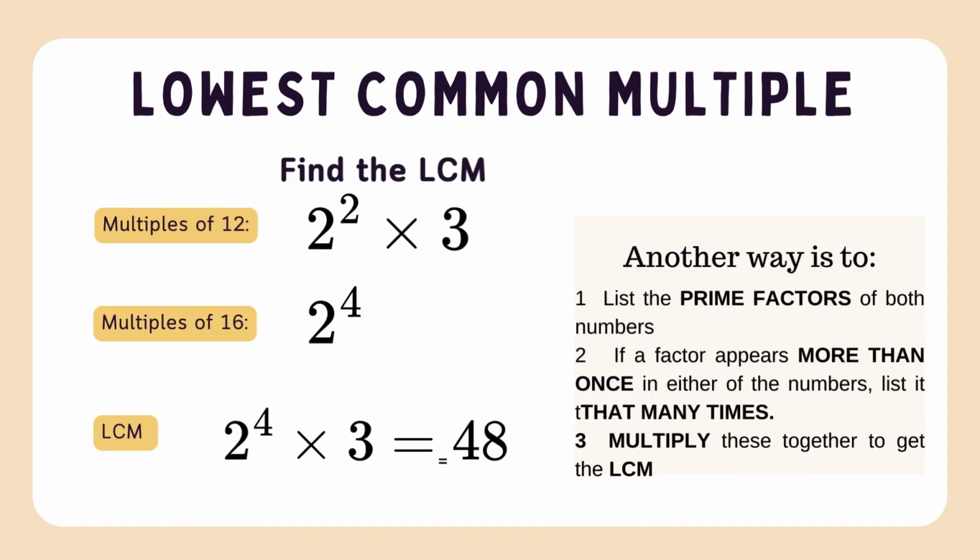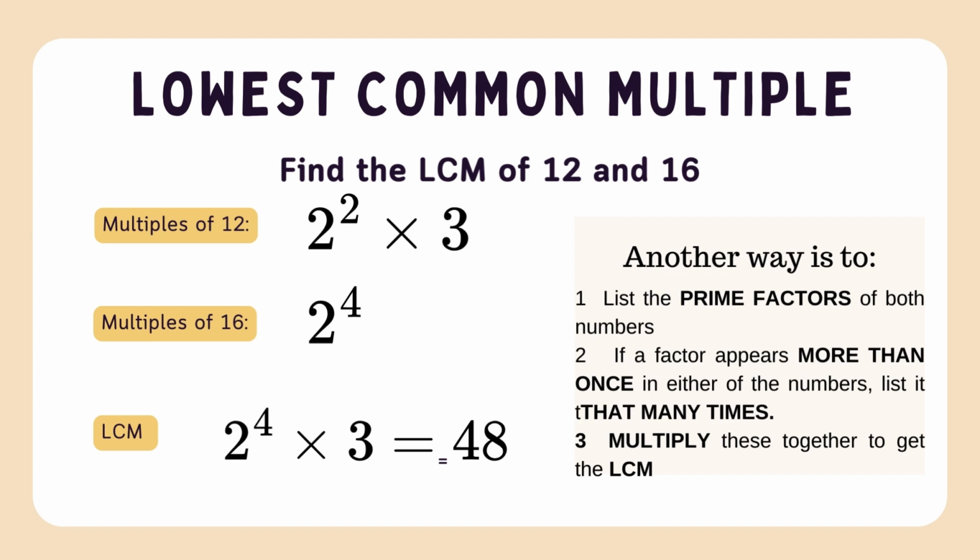Another way to find the LCM is to list out the prime factors of both numbers. And if a factor appears more than once in either of the numbers, all the factors are listed out that many times. Then we multiply the numbers together to get the LCM. Now let's use this method to find the LCM of 12 and 16. So for 12, we have 2 twice and then we have 3. Then for 16, we have 2 four times.